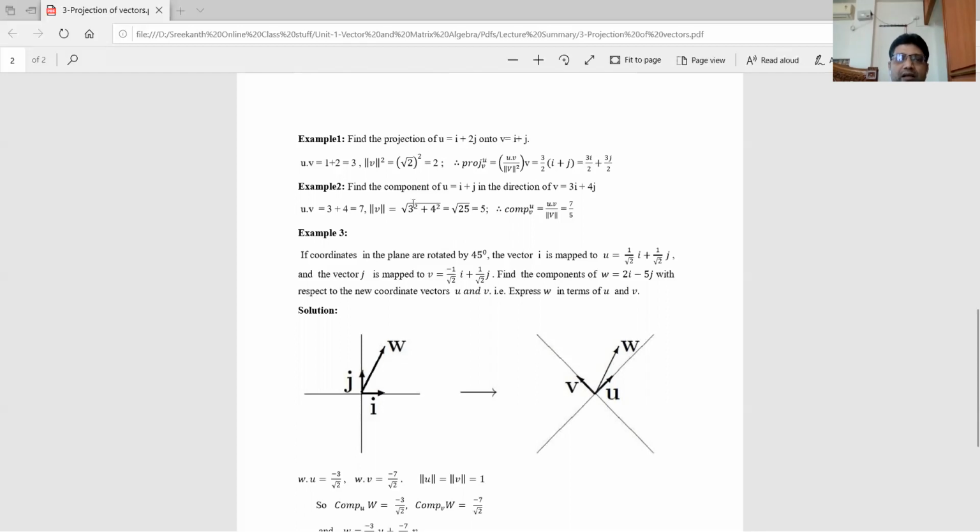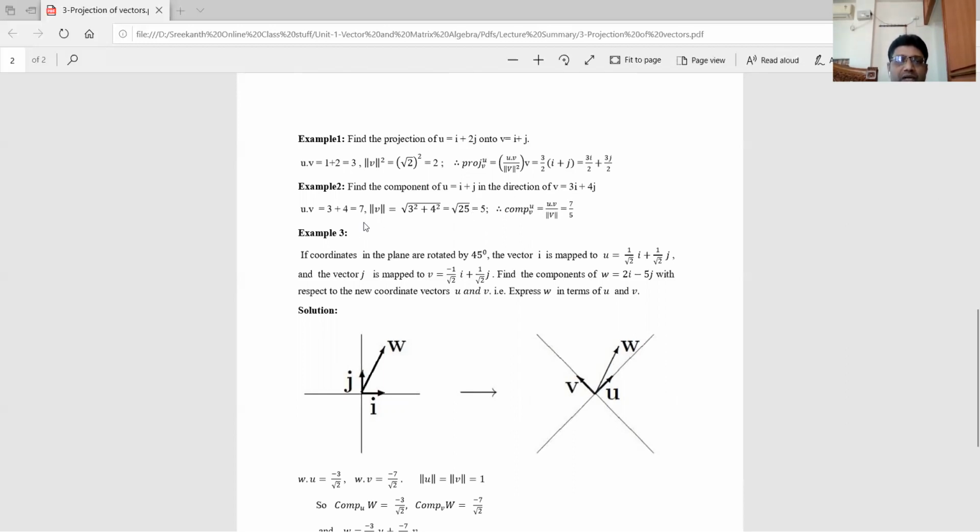Now I want to find the component of U in the direction of V. So I don't want the projection here. I want the scalar projection, not the vector projection. That means I want to calculate the component of U on V. That means if I am traveling on U, how much distance I am covering along V, that I want to calculate. So the component formula is once again this one: U bar dot V bar by magnitude of V bar, so that you will get the scalar quantity. So I have to calculate the dot product of these two, U bar dot V bar.